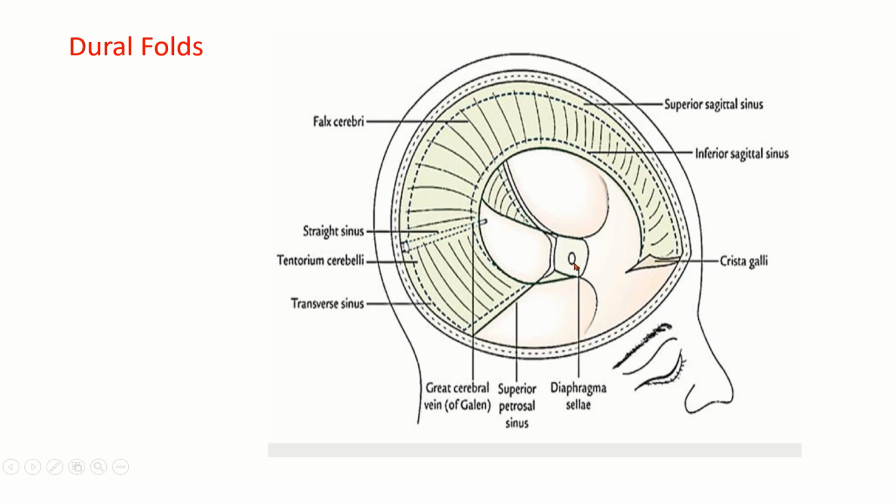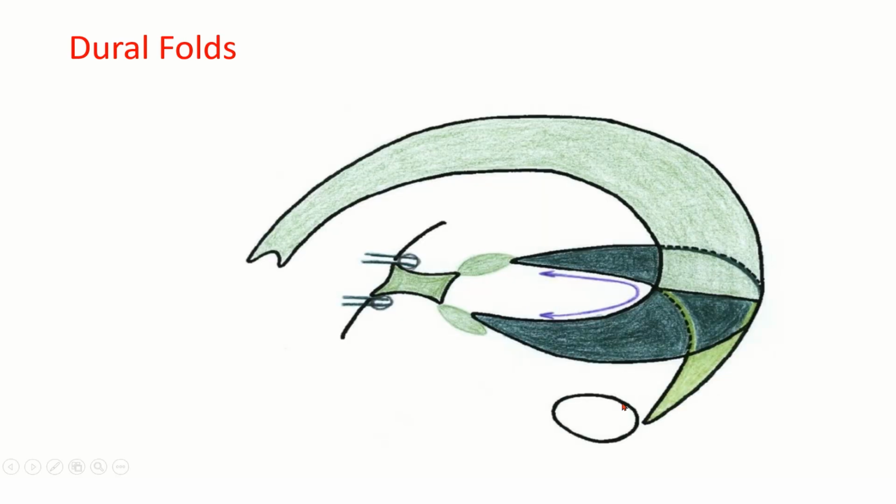Then you can see here the diaphragma sellae, which is roofing the pituitary fossa, the sella turcica. And last but not least will be the falx cerebelli. You can see this is the falx cerebelli. So this goes into the fissure between the two cerebellar hemispheres from the posterior aspect. You can see this is the falx cerebri, which goes into the longitudinal cerebral fissure and separates the two cerebral hemispheres. So falx cerebri, diaphragma sellae, tentorium cerebelli, and falx cerebelli.